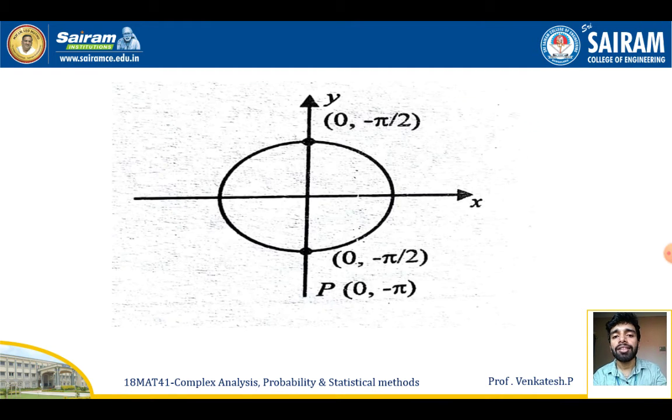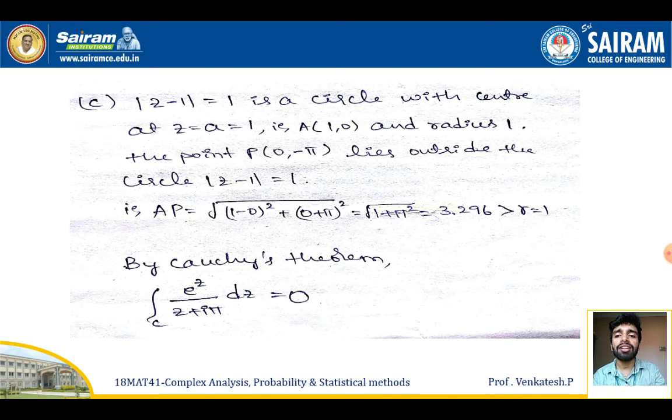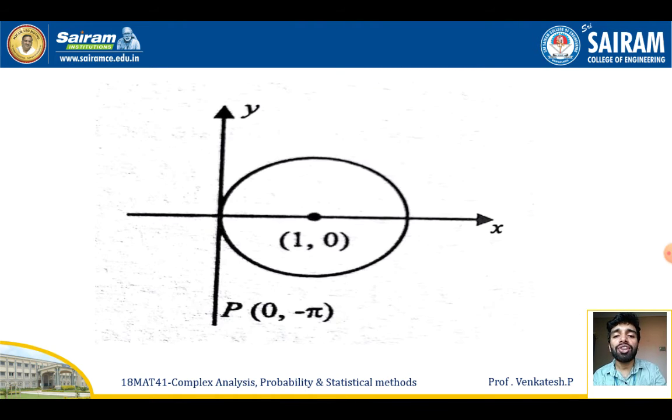Third one, the given circle is like this. Mod z minus 1 is equal to 1 is a circle with center at 1 comma 0, that is x is equal to 1, y is equal to 0, and radius 1. So the circle lies on the positive x-axis with radius 1. The point 0 comma minus pi, we have to find out where it is going to lie.